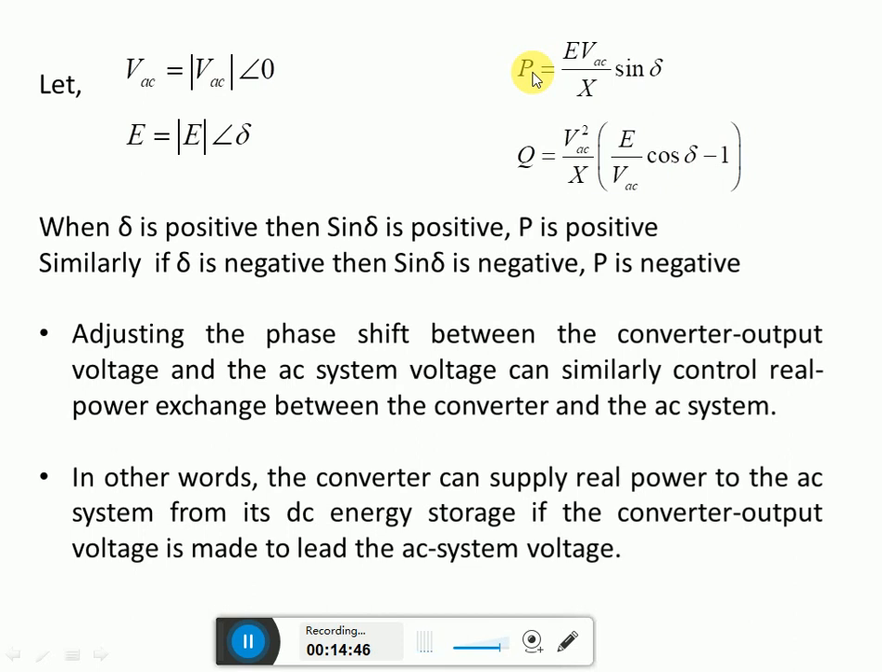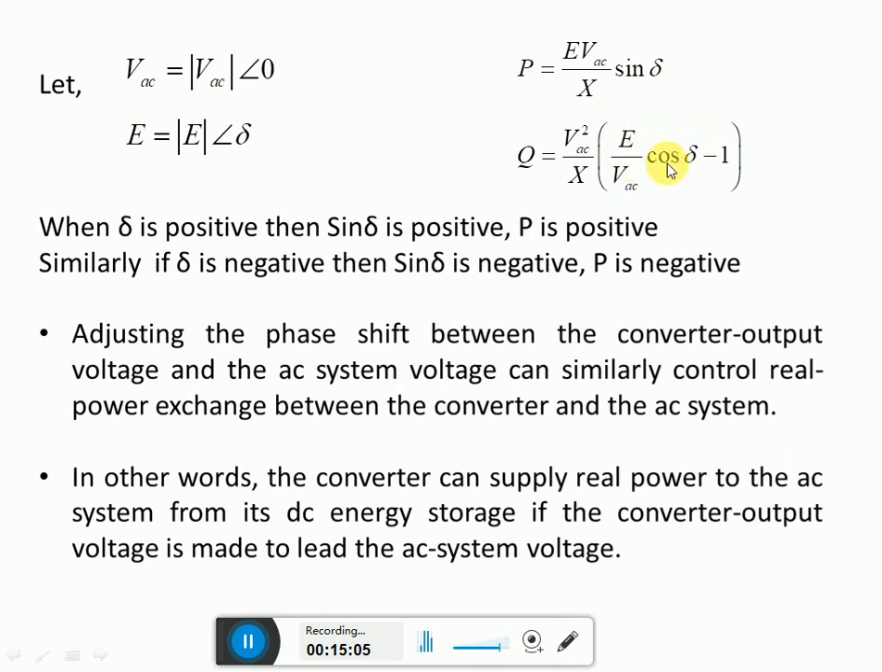Now what happens if delta is 0? When delta is 0, the real power transfer through the path becomes 0. What about the reactive power? The reactive power will be here.